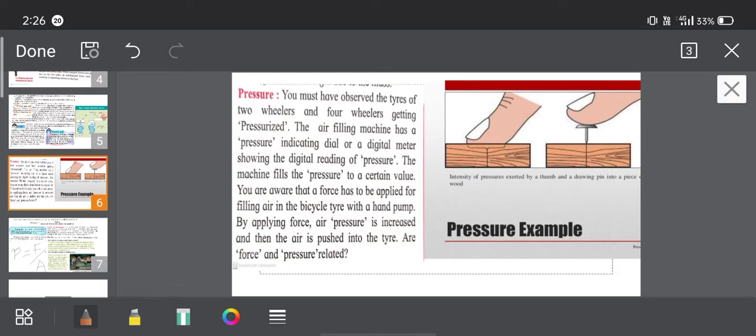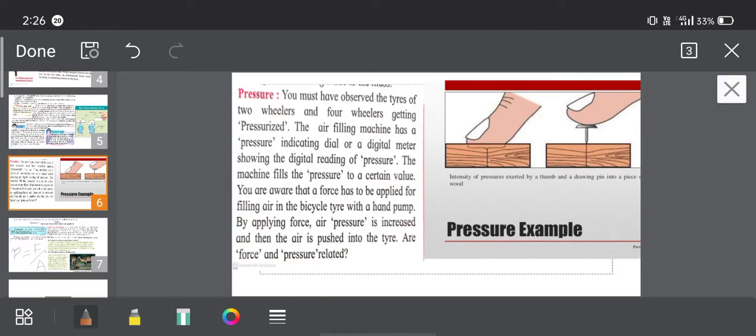Let us see an example of pressure. You must have observed the tires of two-wheelers and four-wheelers getting pressurized. The air filling machine has a pressure indicating dial or a digital meter showing the reading of pressure. The machine fills the pressure to a certain value. You are aware that force has to be applied for filling air in a bicycle tire with a hand pump. By applying force, air pressure is increased and then the air is pushed into the tire.